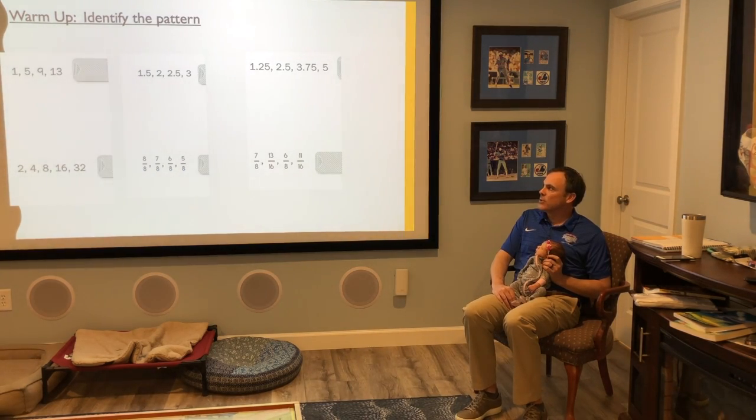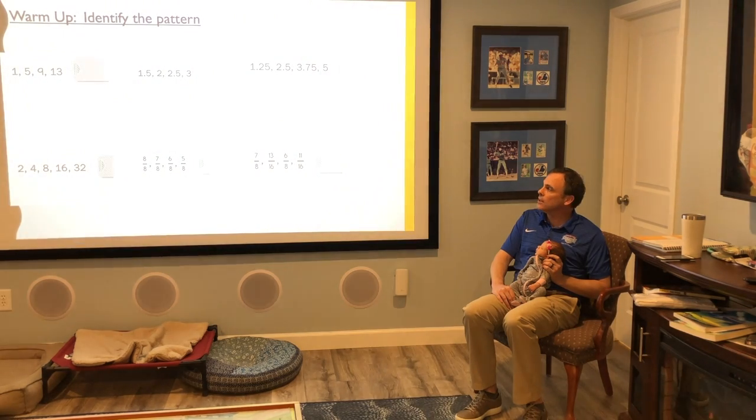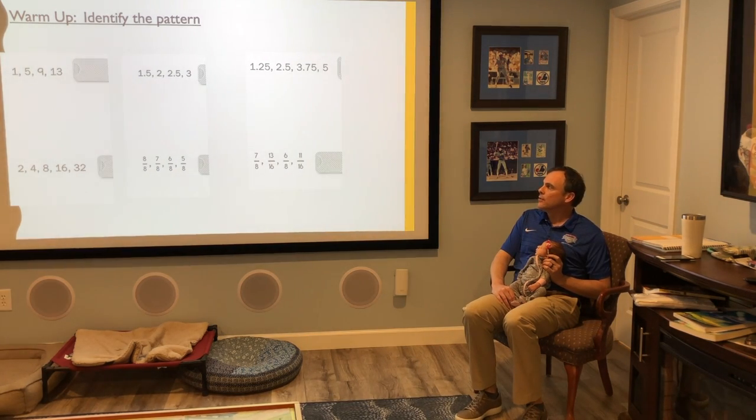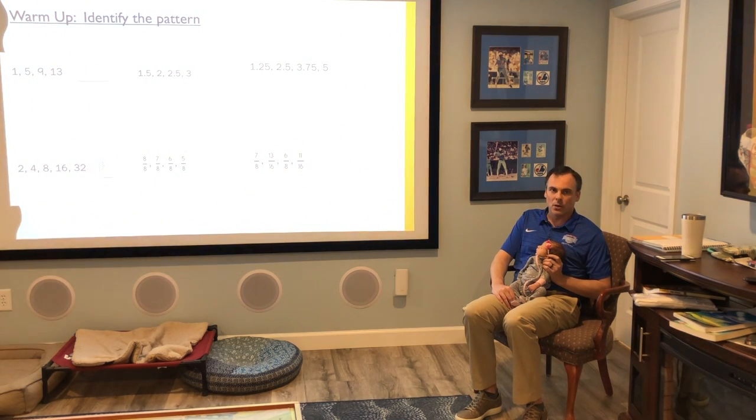Your warm-up is to identify the pattern. If we look at the first one, 1, 5, 9, and 13, I can see that each one increases by 4. 1 plus 4 is 5, 5 plus 4 is 9, 9 plus 4 is 13. The next numbers in the pattern would be 17, 21, and 25. I want you to complete the next 5 of these and post it to Canvas.